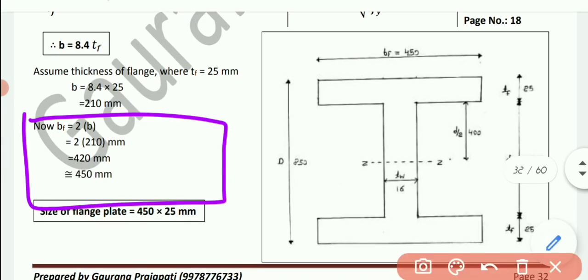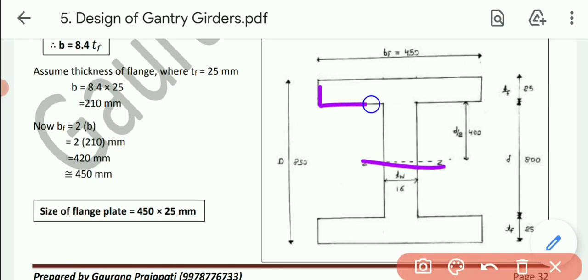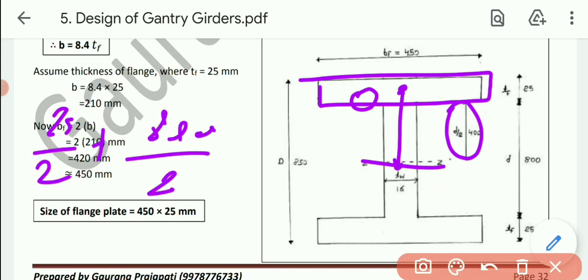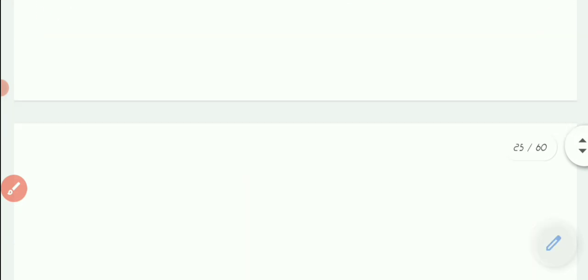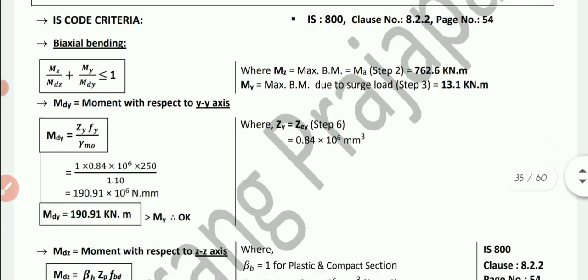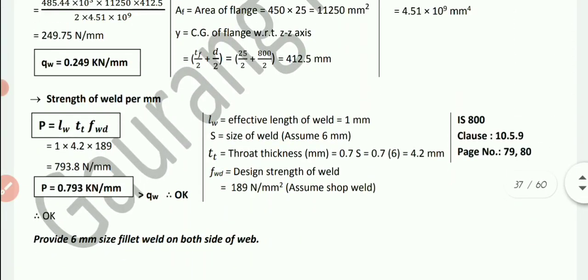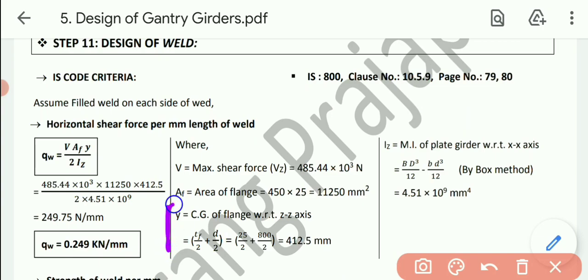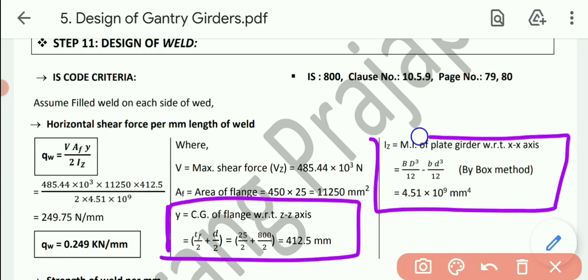And talking about Y bar, it will be from the center of flange to this dimension. So ultimately this one will be TF by 2 and this will be D by 2. TF by 2, that means 25 by 2, and D by 2, that is 800 by 2. So it will be 412.5. See, that is 412.5, and IZ is as per step number 6.